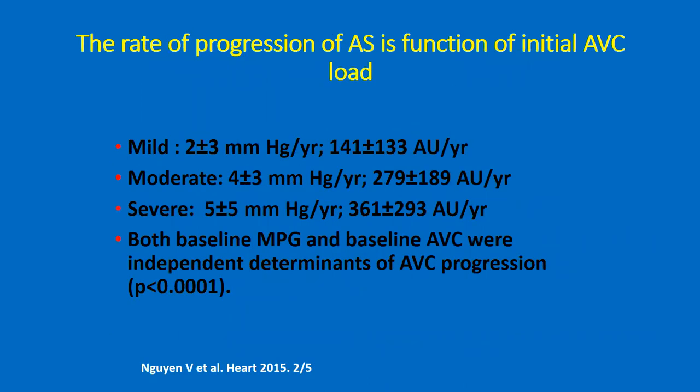The rate of progression of disease is a function of the initial calcium load on the valve, such that in mild aortic stenosis, the rate of progression is about 2 millimeter mercury per year, in contrast with severe aortic stenosis, where the rate of progression reaches around 5 millimeter mercury per year. So both baseline mean pressure gradient and baseline aortic valve calcium load are independent determinants of aortic valve progression. So as the disease is more severe, we expect a faster rate of progression than when the aortic stenosis is only mild or mild to moderate.